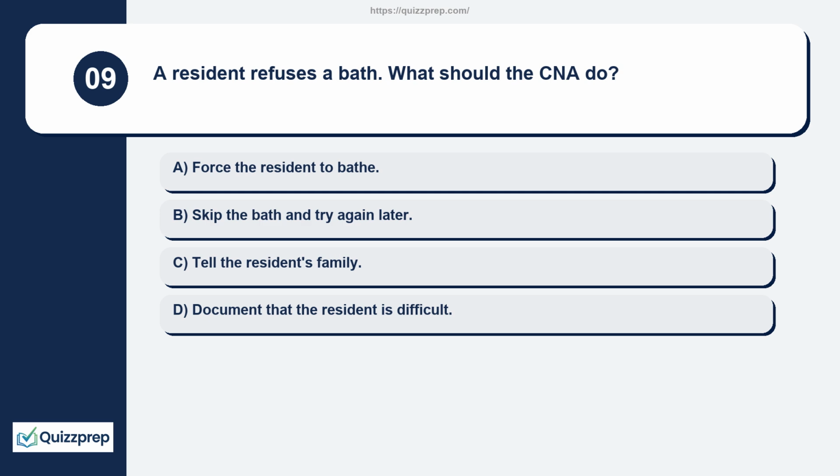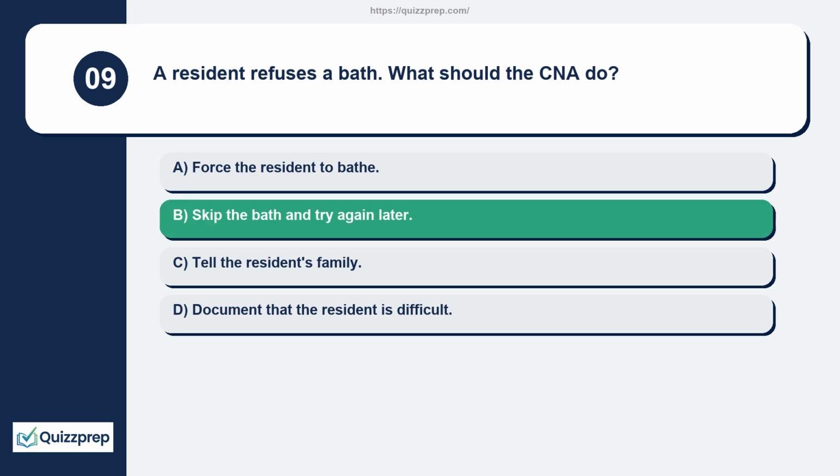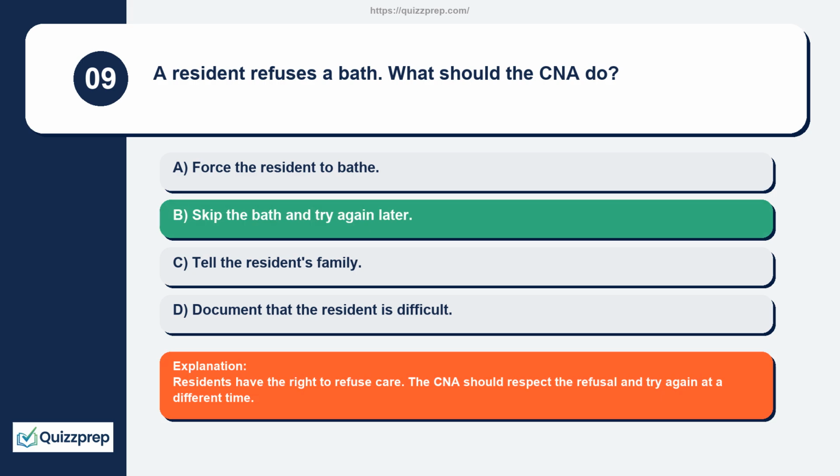Question 9. A resident refuses a bath. What should the CNA do? Force the resident to bathe. Skip the bath and try again later. Tell the resident's family. Document that the resident is difficult. Residents have the right to refuse care. The CNA should respect the refusal and try again at a different time.